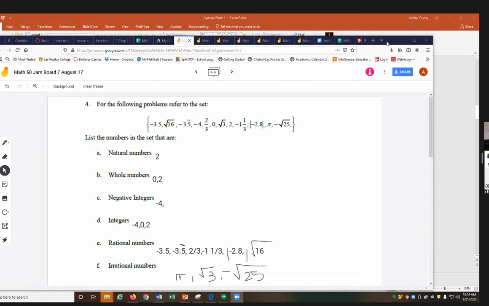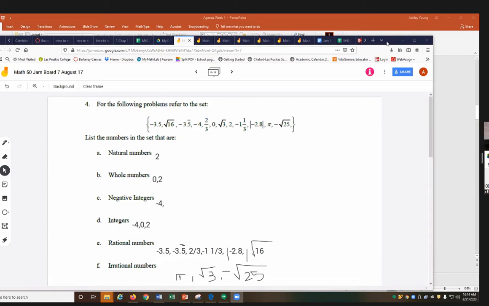Go ahead. There's more than this, aren't there? Is that the only natural number? Maybe it is the only natural number. Let's check. Some of them, if you simplify them, can be considered natural numbers. There's one more. Which one have you? Square root of 16, which is 4. Yeah.